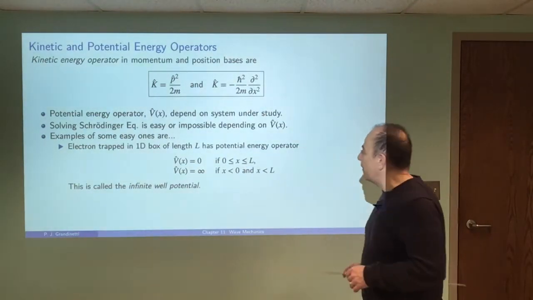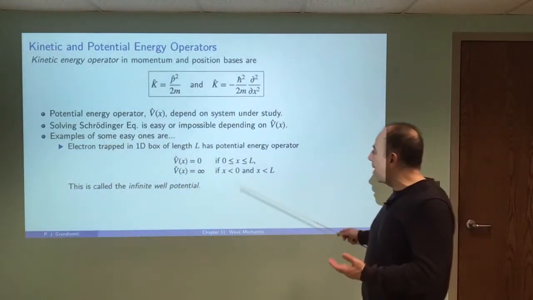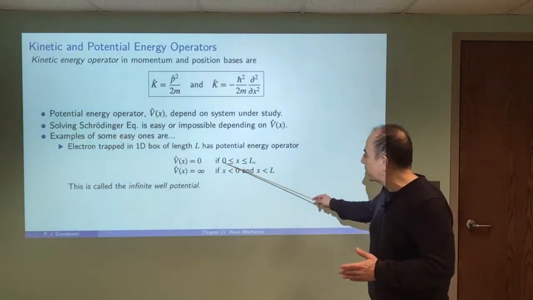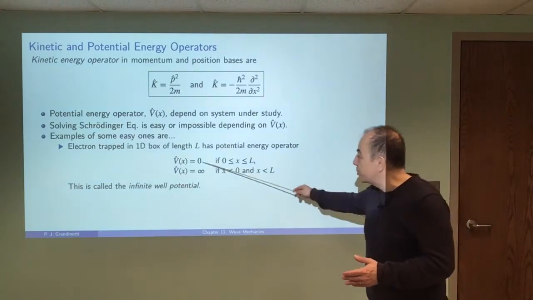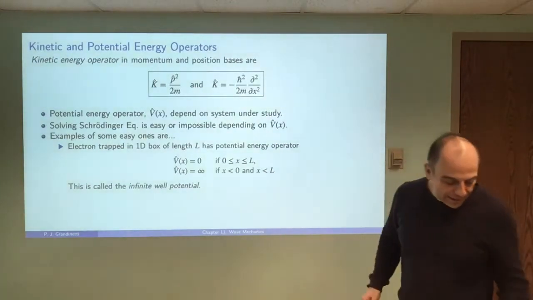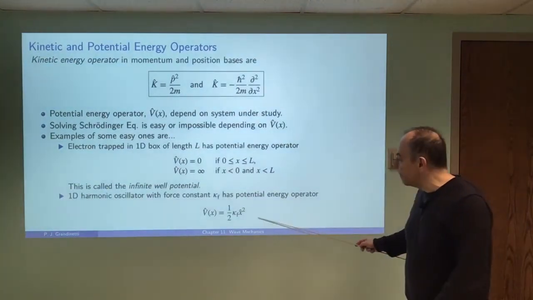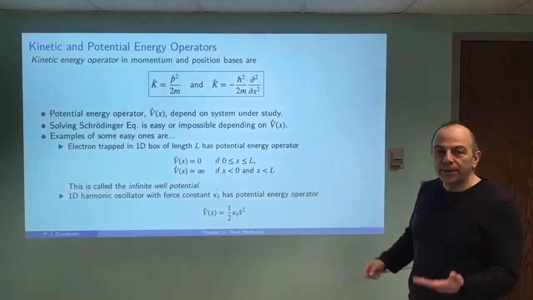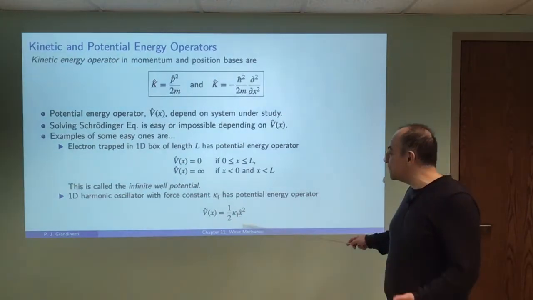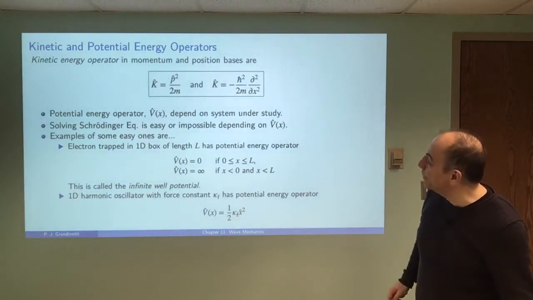The simplest case is probably this one here, where we look at, say, an electron, a particle trapped in a one-dimensional box where the potential is infinite outside the limits of the box. So the box goes from 0 to L, and it has a zero potential inside and an infinite potential outside. This is called the infinite well potential. Another case we could look at, we'll look at later in the course, is the harmonic oscillator potential energy function. And here again, we just replace the x with x hat, and we get the potential energy operator for that particular problem.